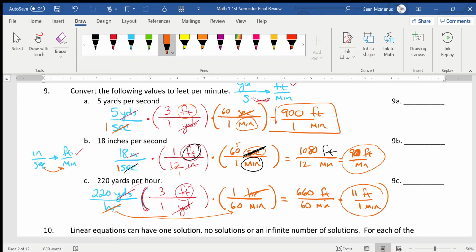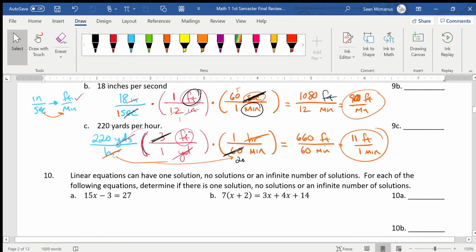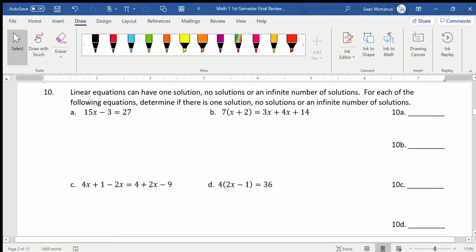Right. If I were actually doing this myself, once I was about to multiply, I would cancel this 3 with this 60, and I'd make this a 20. And then I could see maybe it goes in 11 times, but we'll go straight across for now. All right, so 10.